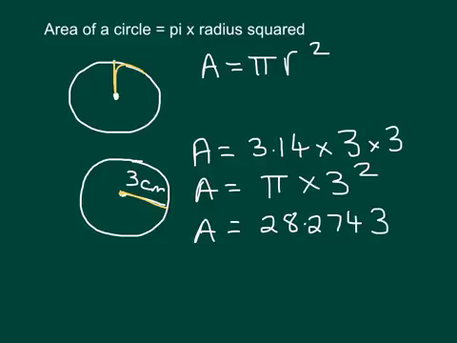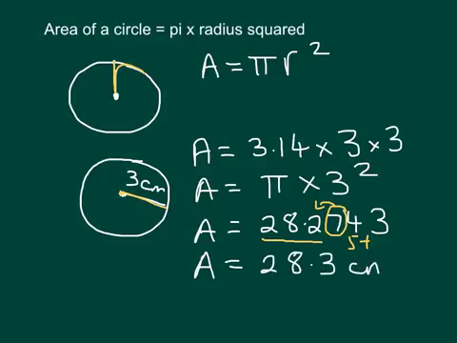If you work it out, you'll come up with 28.2743, etc. Let's now round that off to 1 decimal place. So to 1 decimal place, basically looking at 28.2. Let's check the next number. The next number is a 5 or above. That means we're going to round up. So the approximate area of this circle is 28.3, and the units are centimetres squared because we're talking about area.